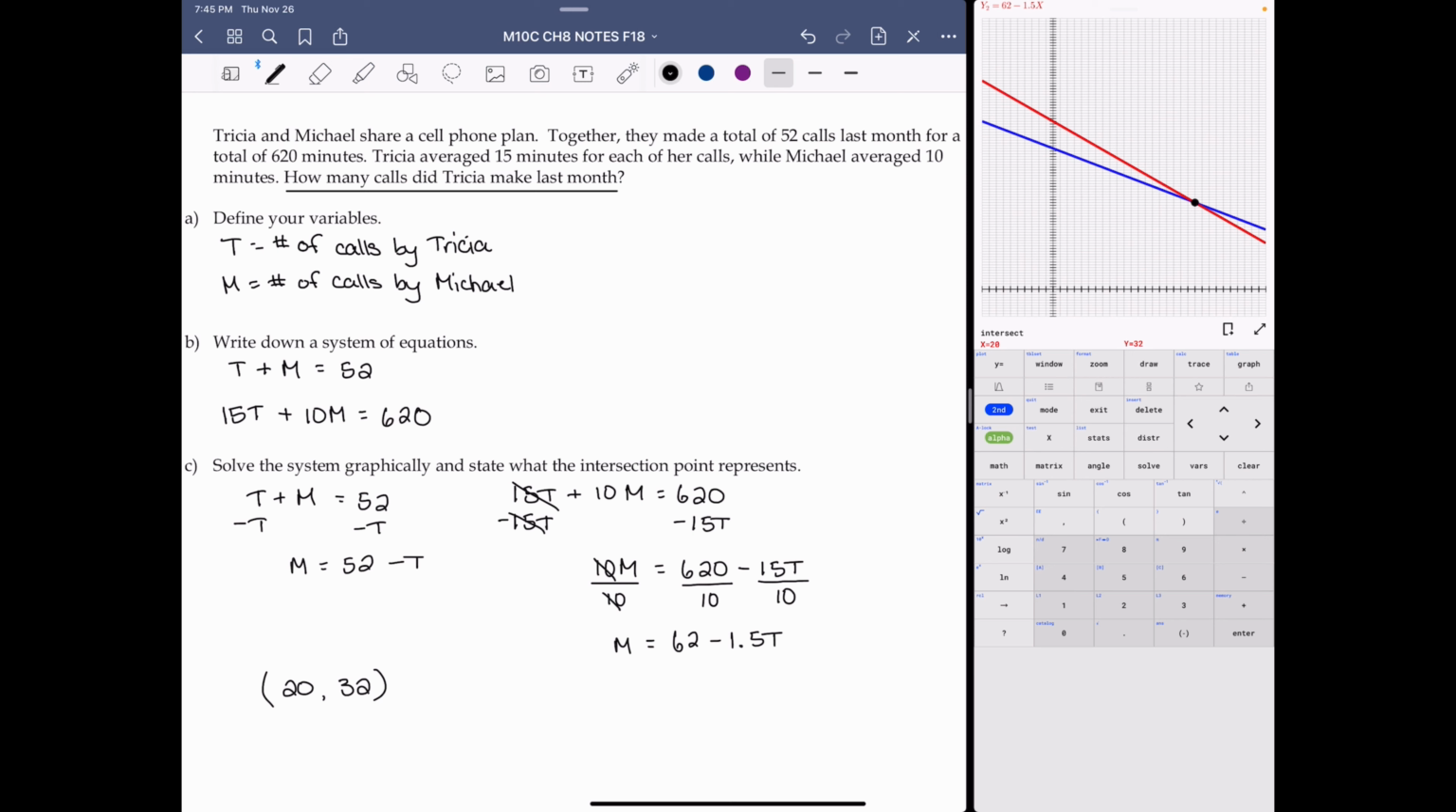Which variable is which number? We isolated the m, which translates to the y in our calculator. So the second value is the m and the first value is the t. State what the intersection point represents. T was number of calls by Trisha, so we would say Trisha made 20 calls and Michael made 32 calls.